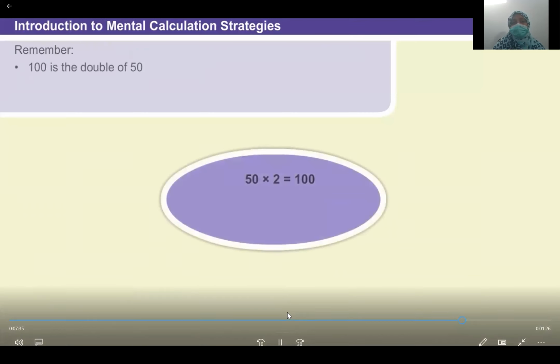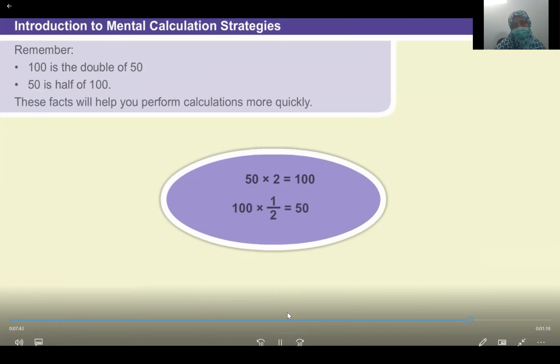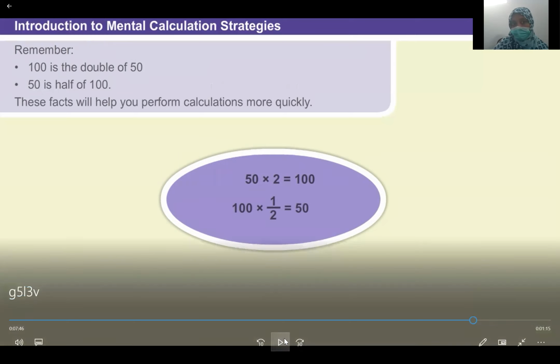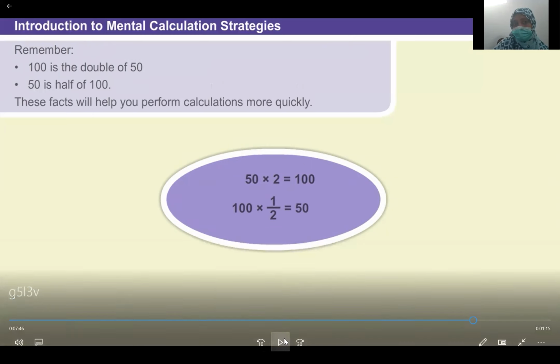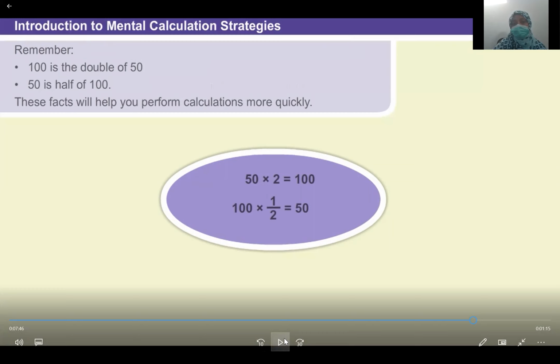Then the things that we have to remember: 100 is the double of 50, which means if you are finding the double, it means multiplying by 2, and 50 is the half of 100. Okay, so finding the half means dividing by 2 or multiplying by 1/2. Okay, so these facts will help you perform calculations more quickly.